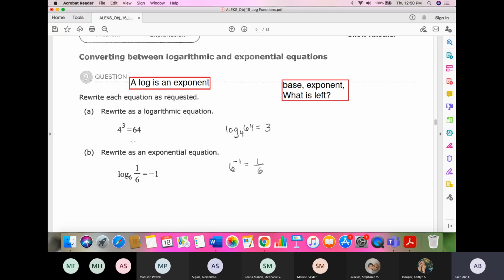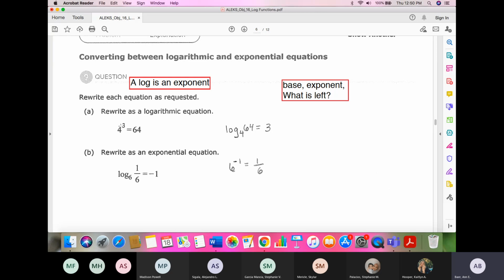Then we want to look over here. We first want to find the base. That would be 4. That base goes in the basement a little bit, down off the normal line of writing. Then we want to find the exponent.